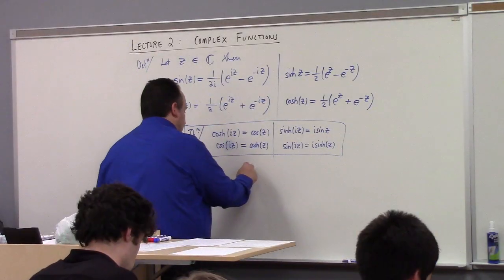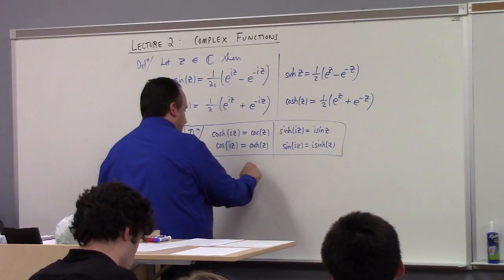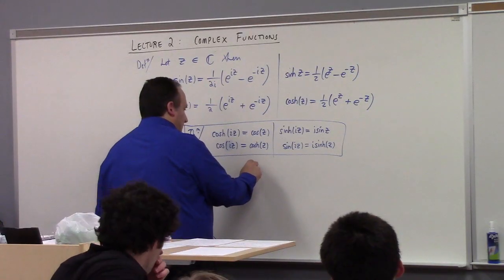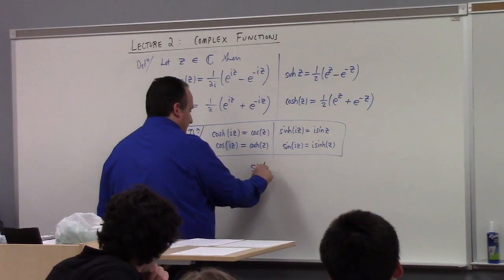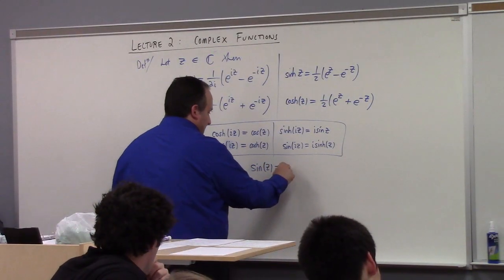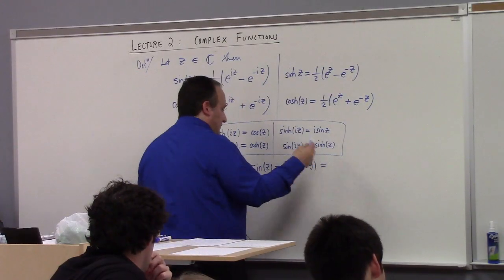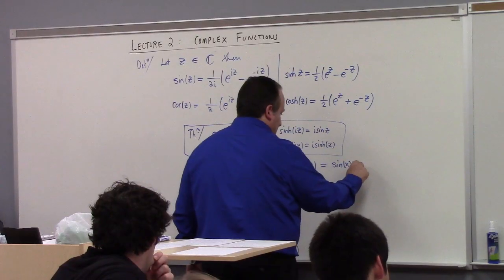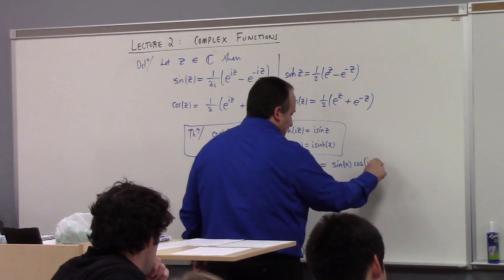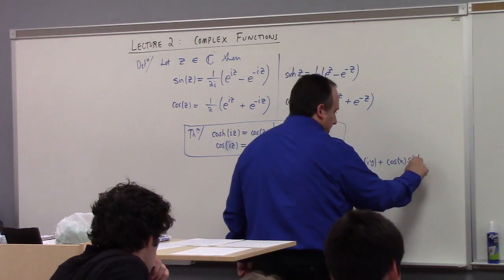One of the things you'll prove in the homework, not this homework but the next one, is the adding angles formula for sine. So let's look at the sine. Sine of z is the sine of x plus iy, and by your future homework, that's the sine of x times the cosine of iy plus the cosine of x times the sine of iy.